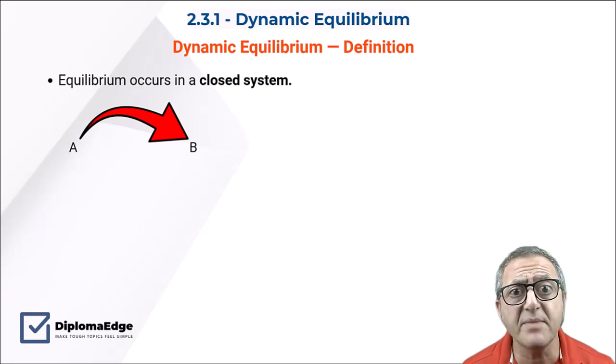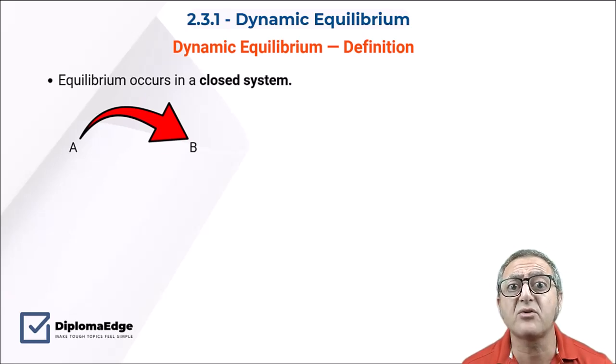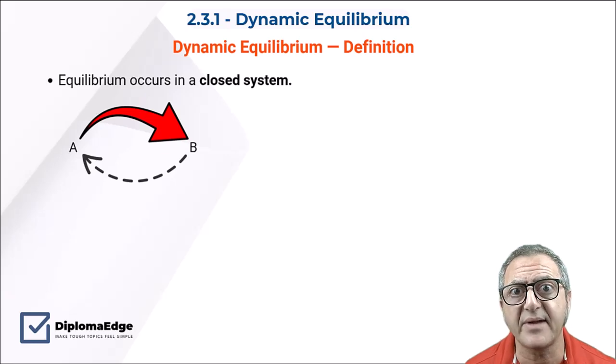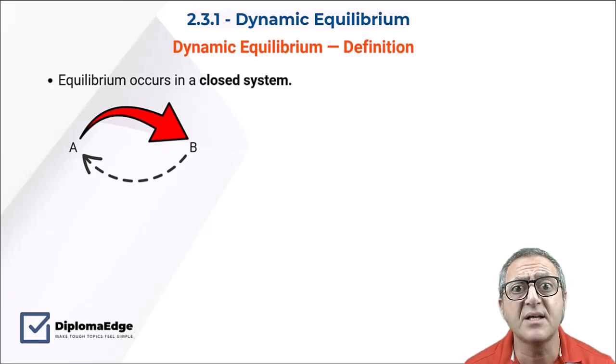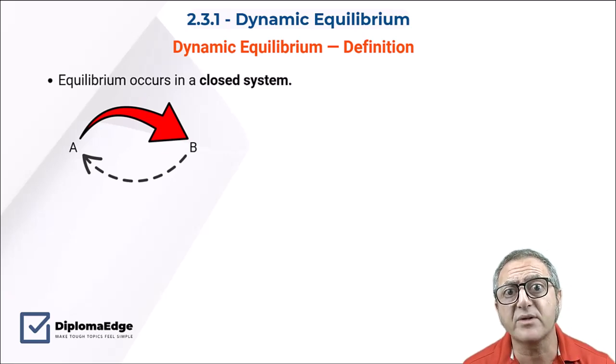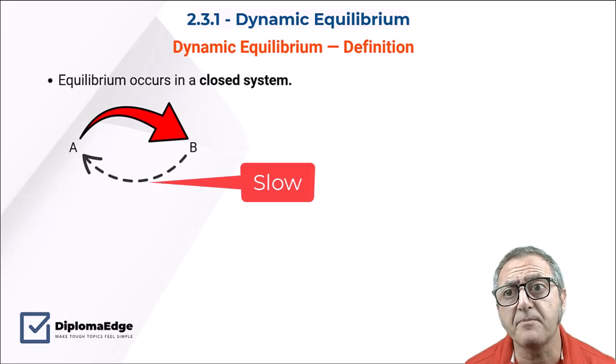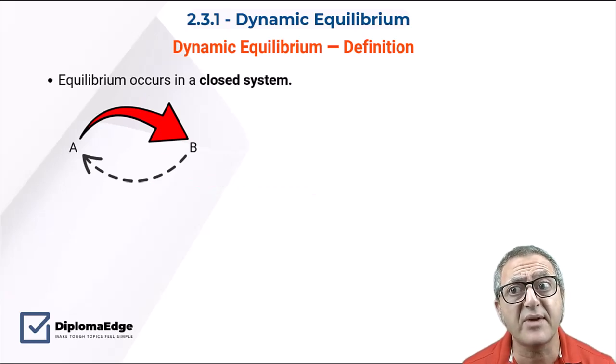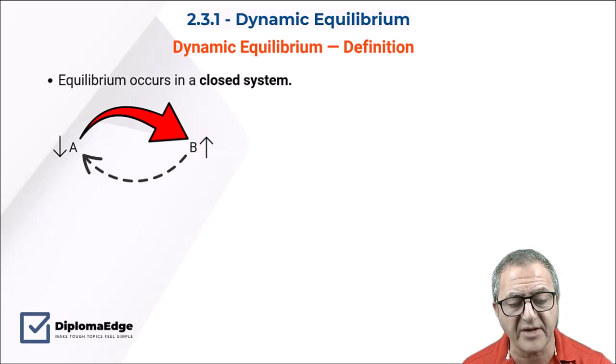But because this reaction can happen in both directions, as the product starts to be formed, some of that product is going to start becoming the reactant again. At the start, the speed of this backwards reaction is going to be slow. But as the process is happening, the concentration of the reactants is going down and the concentration of the products is going to start going up. And we know that concentration is one of those factors that affect the rate of a reaction.